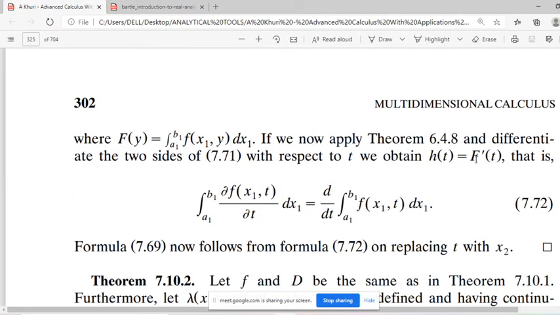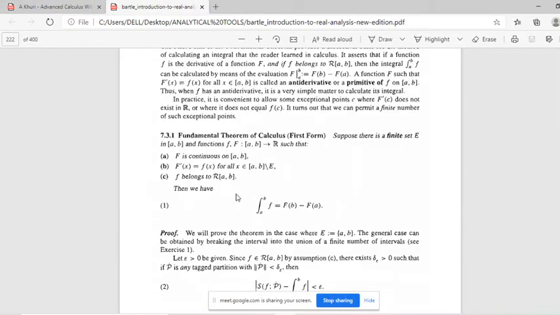If we now apply the theorem and differentiate both sides with respect to t, we obtain h of t equal to h dash of t. So this is the fundamental theorem. Let me show the second fundamental theorem. What is the second fundamental theorem?